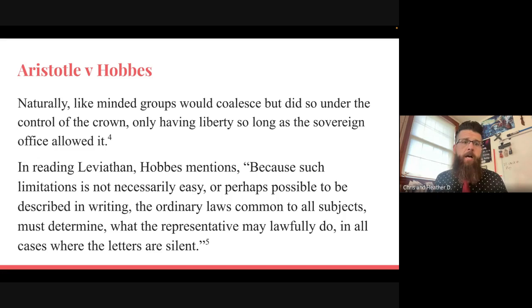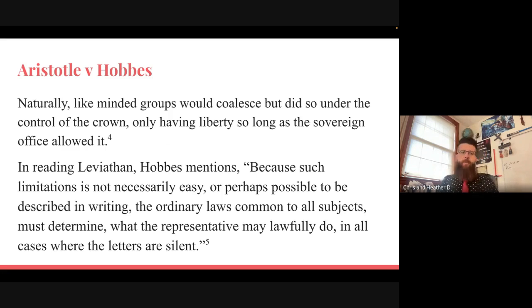All right. Naturally, like-minded groups coalesce, but did so under the control of the crown and only having liberty so long as the sovereign office allowed it. I think that was a really interesting point that was made this week. That these groups, gangs, guilds, whatever you might have, are allowed to come together under this second body of the king, but only as far as the king would allow it. As far as he was silent on the matter.